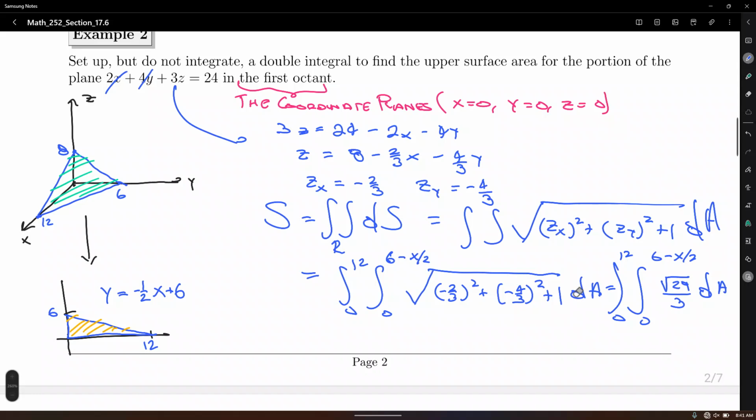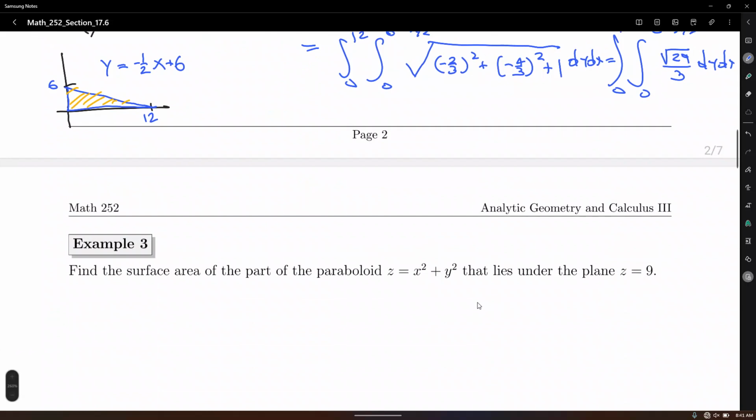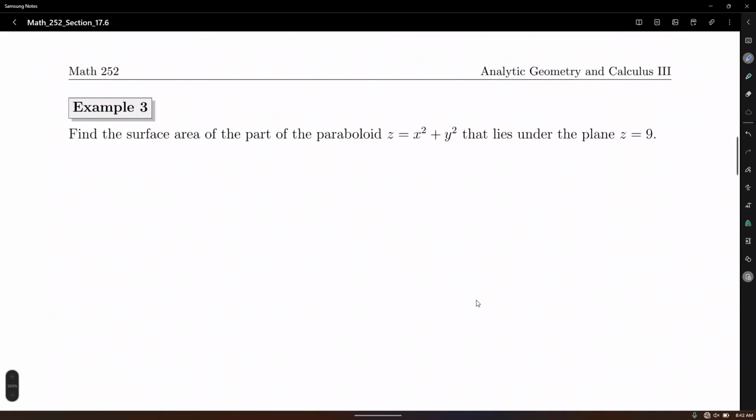Oh yeah, dy dx. Here we can iterate at this point, right? dy dx. Yes, because we already have limits, right? dy dx. All right. Let's have a look at another example. This one we will evaluate. We'll solve the entire problem.